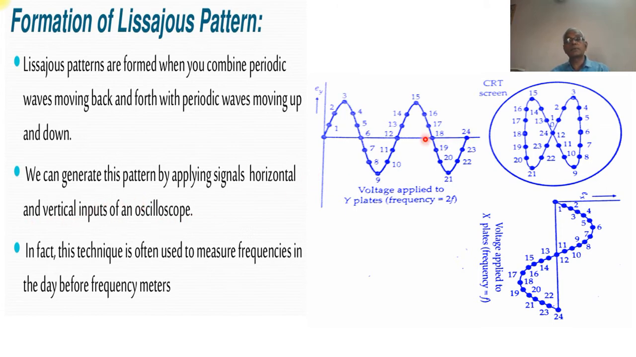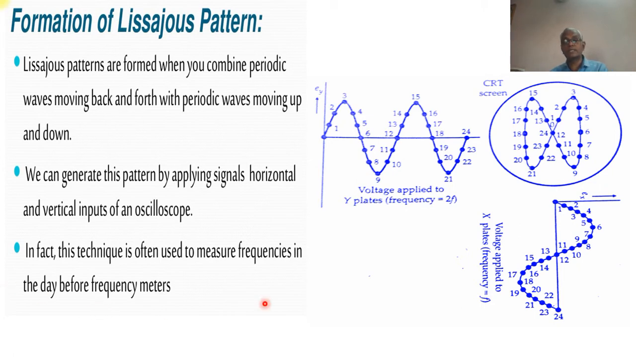So we can generate this pattern by applying signals to the horizontal and vertical inputs of the oscilloscope. One signal we give to the Y plates, that is the vertical input, and the other we give to the X plates. In fact, this technique was often used to measure frequencies in the days before the frequency meter. Earlier, the frequency of any oscillator could be measured with the help of the CRO.